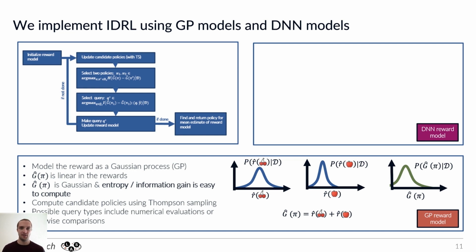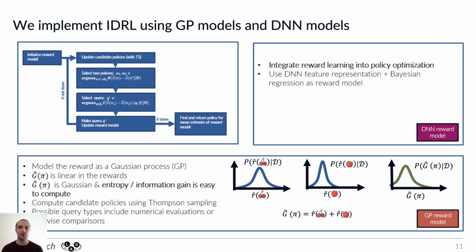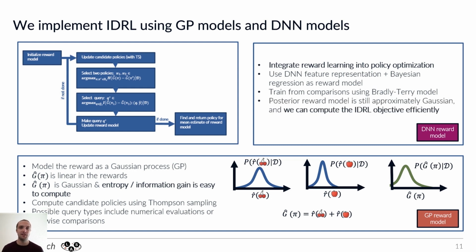Second, we study a deep RL setting in which we integrate reward learning into a policy optimization training loop. Here, we use a neural network feature representation combined with a Bayesian linear model as a reward model. We can train this model from pairwise comparison data using the Bradley-Terry observation model. Also, because the Bayesian model is linear in the feature representation, we can still approximate the IDRL objective efficiently. So let me next show you some experimental results using this algorithm, starting with the GP-based implementation.